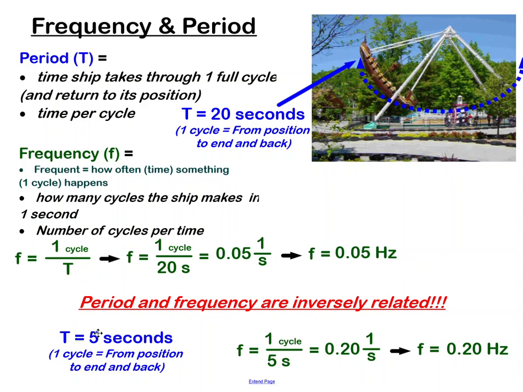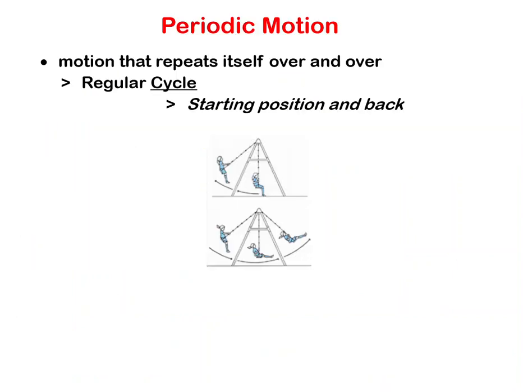Here's another example. Let's say the mechanism goes crazy. Now it's really going to make you vomit because it's going one full cycle in 5 seconds, much faster. So if we did that, we can see frequency is still 1 over period, so one cycle is made in 5 seconds, so 0.2 over 1 second, or in other words, this ship now has a frequency of 0.2 hertz. So what does that mean? Because it's going through this full cycle in less time, I'm getting more of a cycle in 1 second, or it has a greater frequency. Okay, so that is periodic motion, a motion that repeats itself over and over.